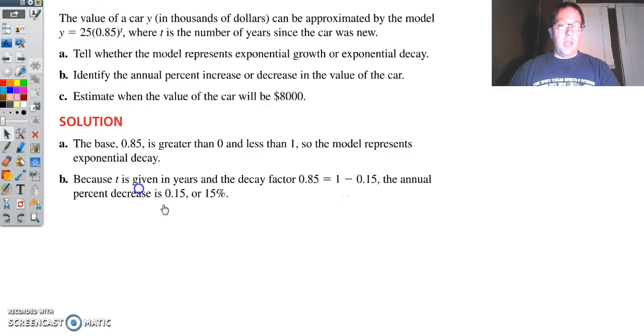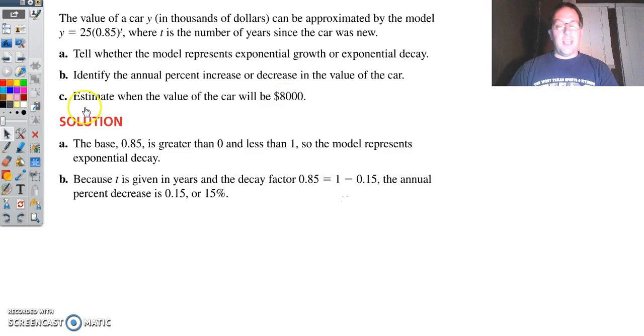And what we do with that, we are going to rewrite this 0.85 as 1 minus 0.15. All right? Because that's what's going to equal this. Remember, the base is 1 minus the rate. So we don't know what that rate is. So 1 minus 0.85 is 0.15. And so our percent decrease is 0.15 or 15%. And that's what we're going to want here because it says percent decrease. So 15%.